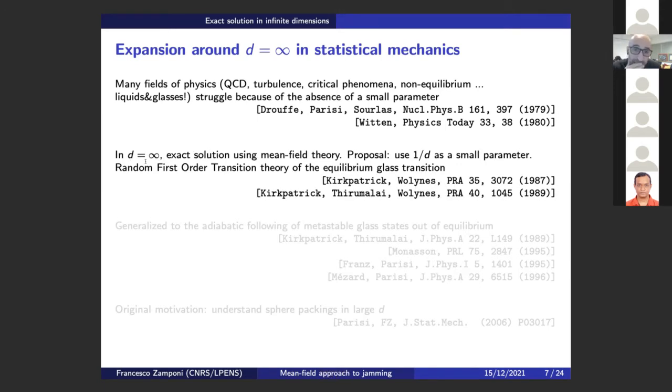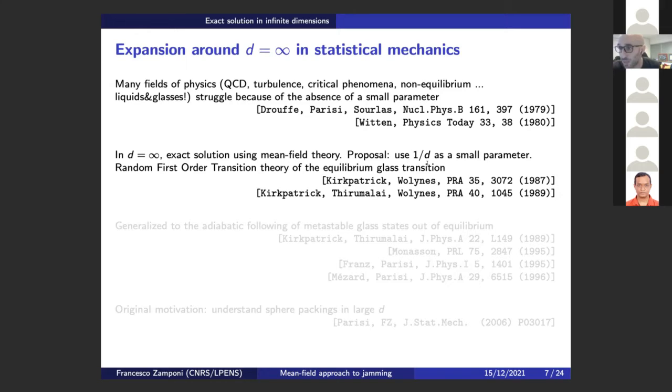So in infinite dimensions, if you look at the glass problem, you can obtain an exact solution based on mean field theory. This was basically the idea of Kirkpatrick and Wolynes in 1987. They have this paper in particular in PRA, where they explicitly construct the infinite dimensional limit of mode coupling theory and of density functional theory, and they show that they give the same results. Then together with Thirumalai, they realized that the universality class of the transition in infinite dimension was the same as that of discontinuous spin glasses, like the Potts or p-spin glasses, as she described.